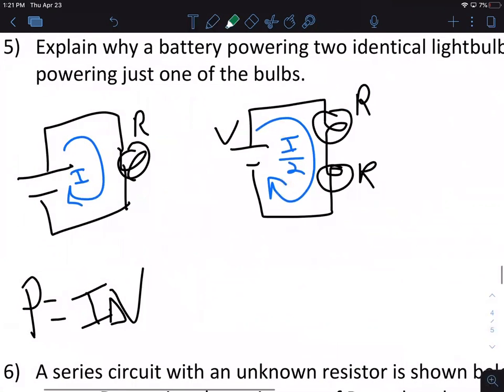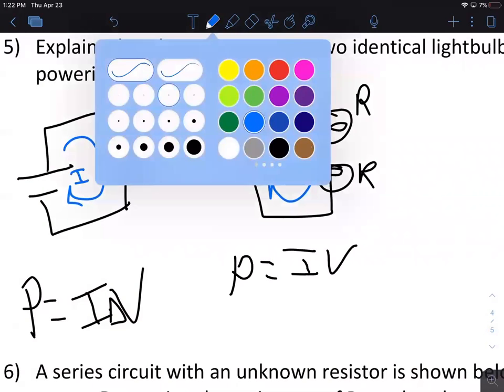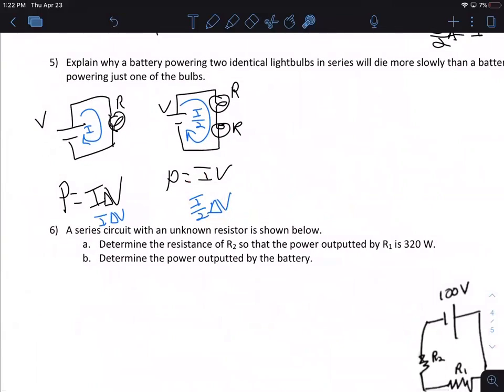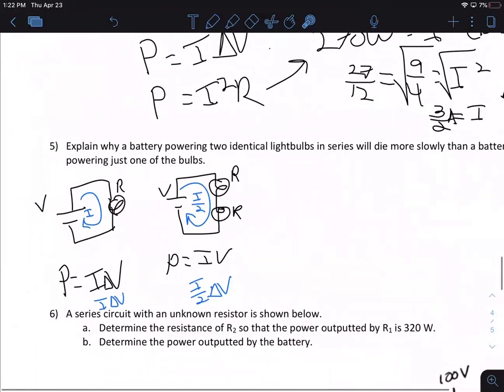For this one, the power the battery has to output, it doesn't have to output as much because it does not need to create as much of a current. It does not need to put as many coulombs per second through it, which means it does not need to output as much power. This one's just I delta V. This one's I over 2 delta V. So we can see in the case with more bulbs in series, we get less current. So we end up needing only half as much power from the battery. And if you remember from the simulation, these bulbs will be a lot dimmer than just this one bulb.